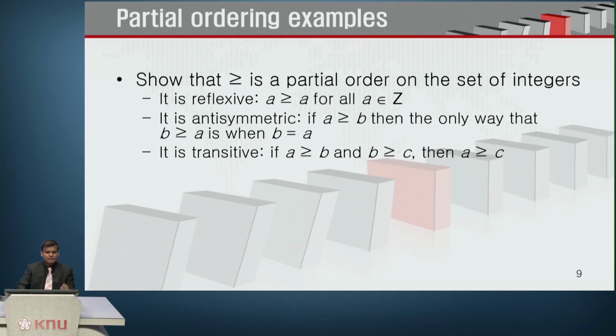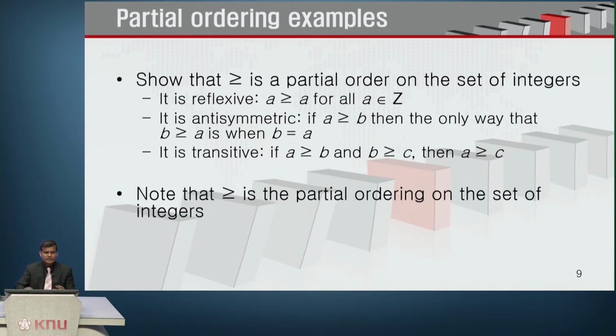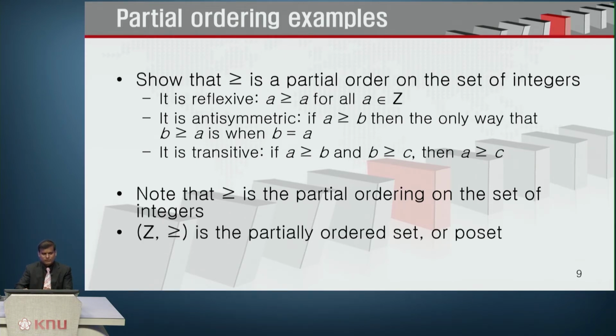And for transitive, if A is greater than or equal to B and B is greater than or equal to C, then A is greater than or equal to C. So note that greater than or equal to is a partial order on the integers. With this, we have Z, the integers, and greater than or equal to is a partial ordering on the integers. So this is a partially ordered set, or poset.